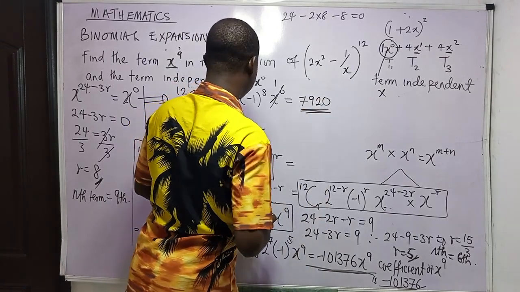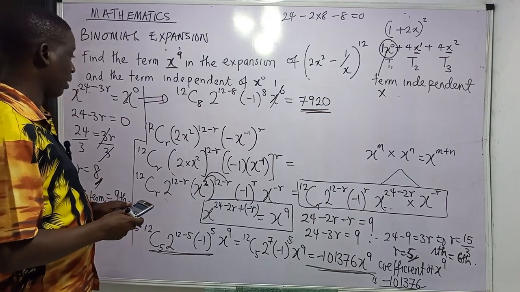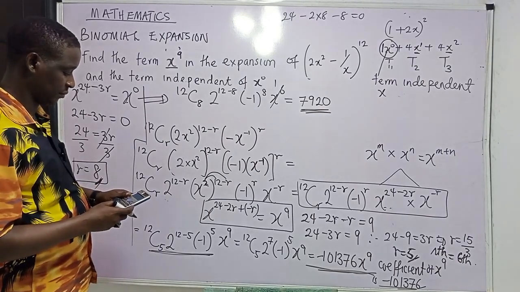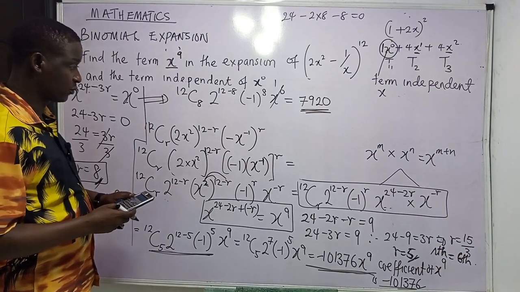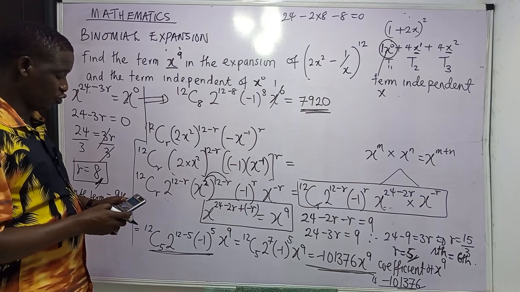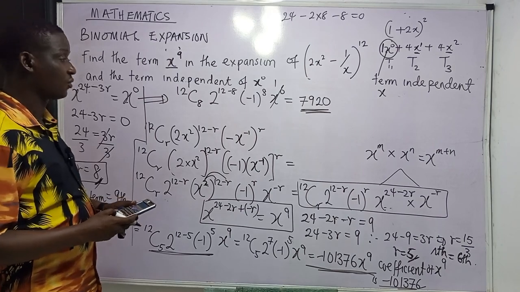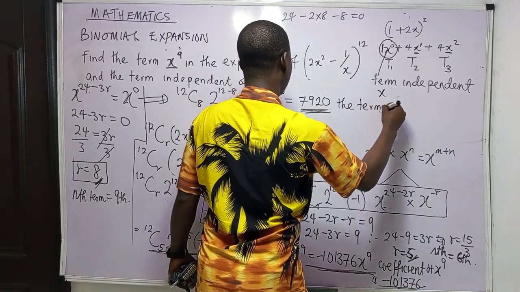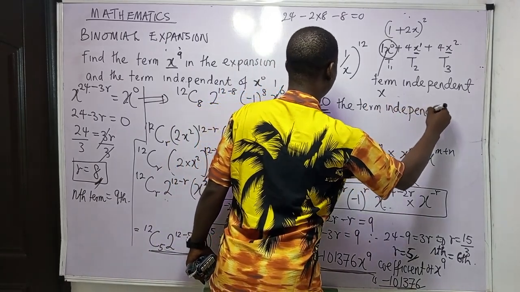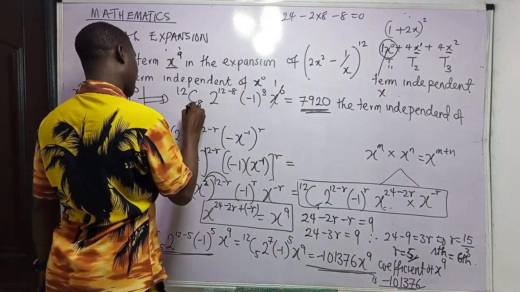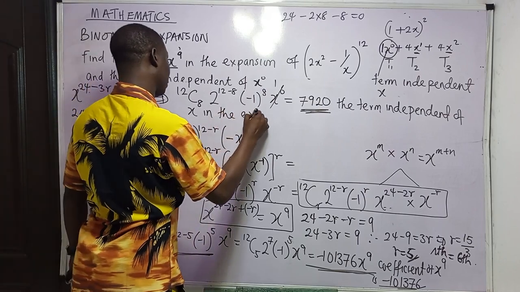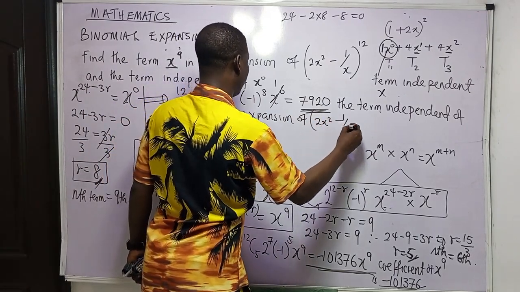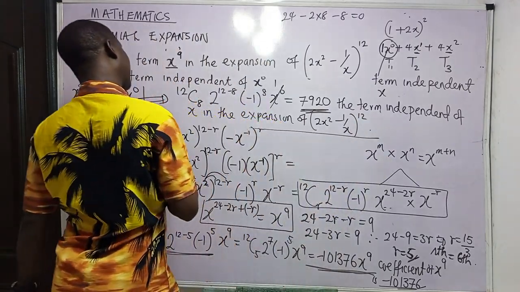7920 as our answer. Let's confirm it again. 12 combination 8, don't forget, our r is 8. So 12 combination 8 is 495, times 2 raised to the power of 4, which is 16. So 7920. So this is the term independent of x in the expansion of 2x squared minus 1 over x all raised to power 12.